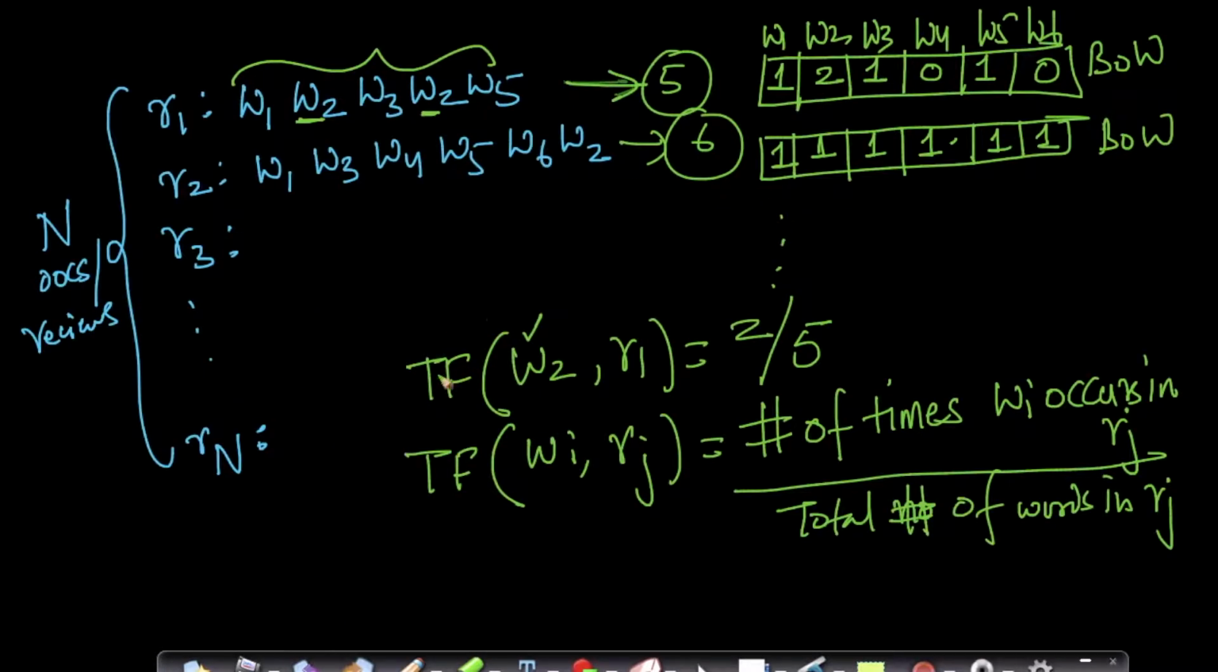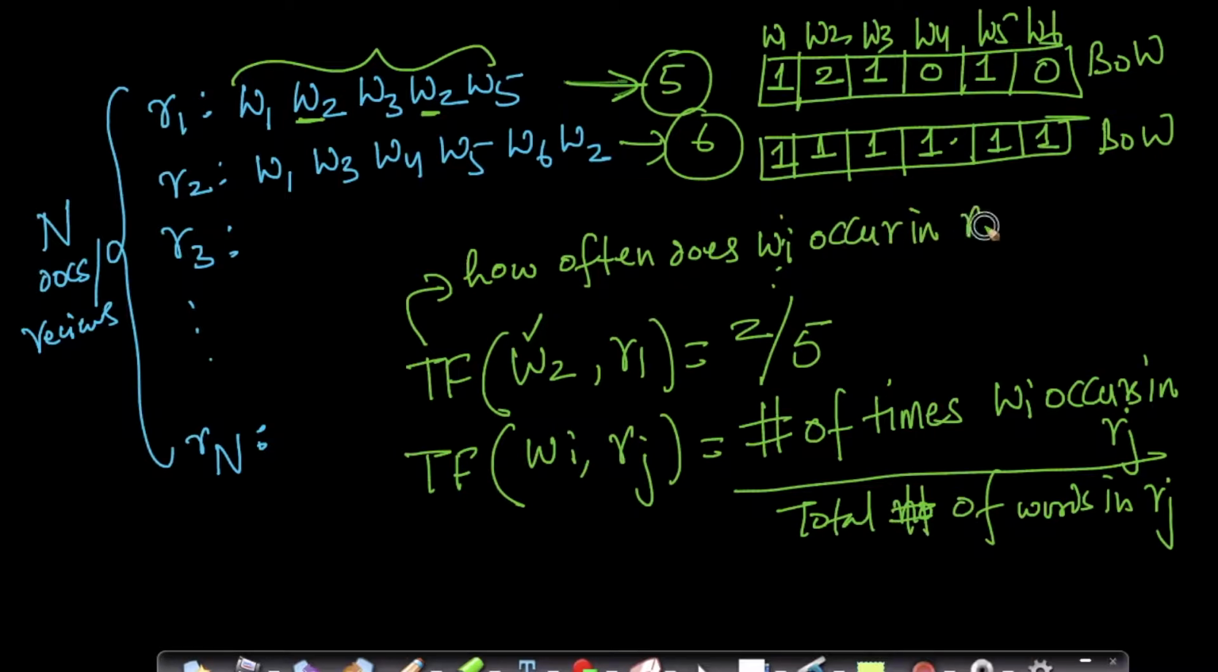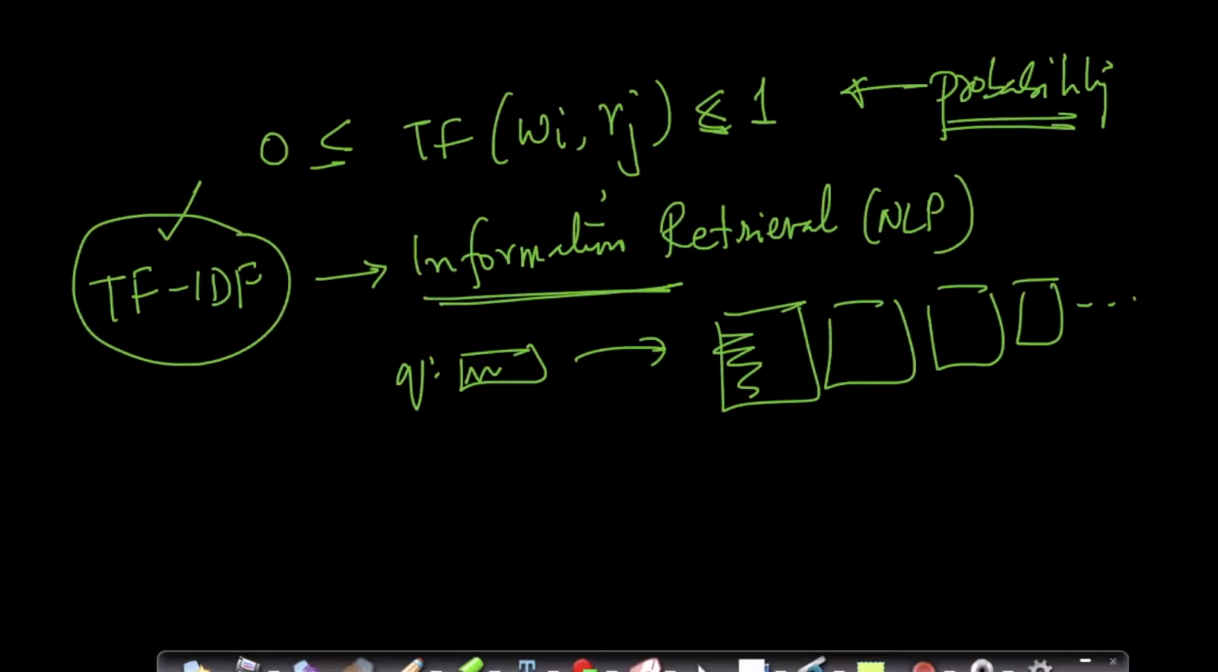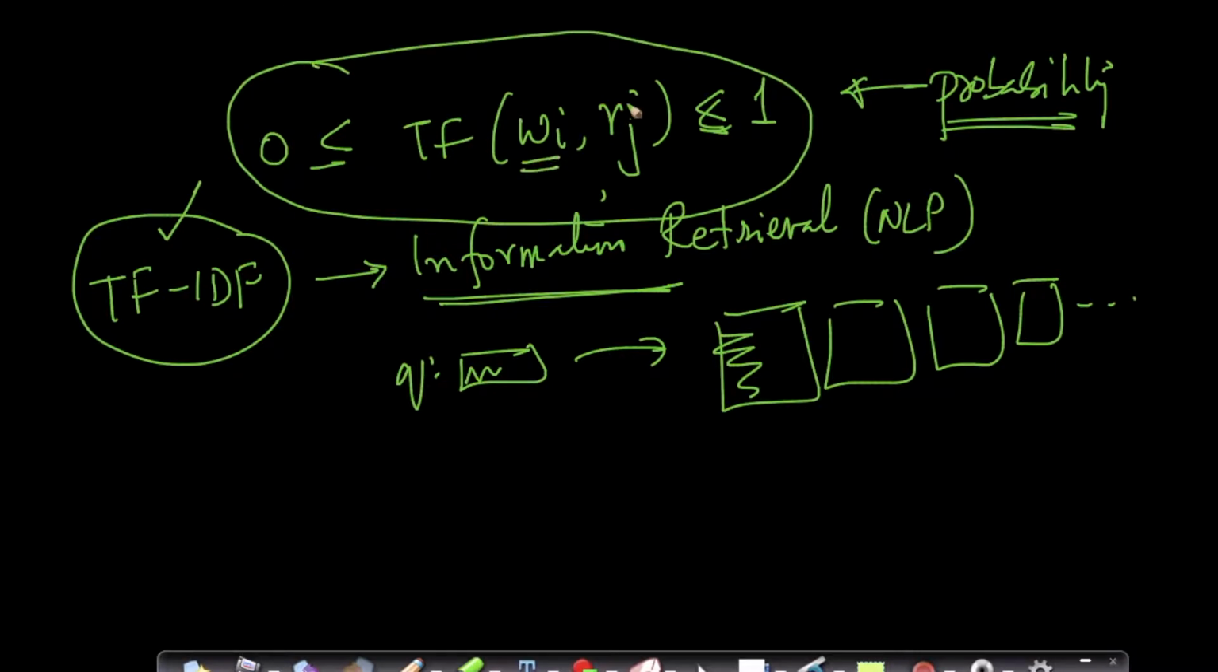So a term frequency can be thought of, intuitively, as how often does WI occur in document or review RJ, right? If it occurs a lot, if it's all the same word, you'll have a TF of 1. If it occurs very few times, it has a very small value, right? And the more often a word occurs, the higher its term frequency will be. The definition of term frequency is very simple, right? Term frequency can be thought of as the probability of finding a word WI in a document RJ. That's a probabilistic interpretation of TF.